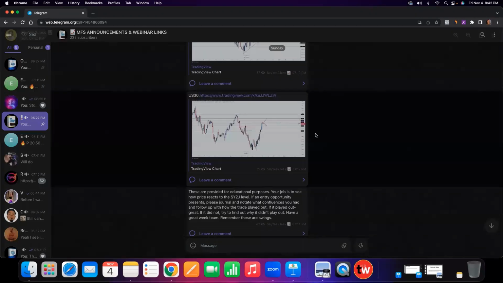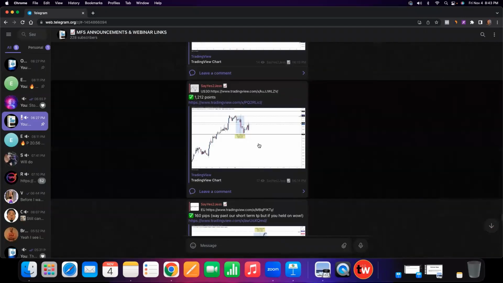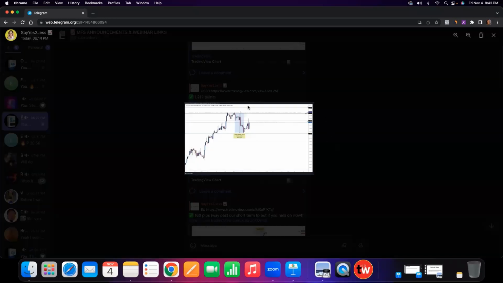US 30 was absolutely beautiful. I was looking for either for it to come back down to this structure or come to this level and then up here to our higher time frame levels. So I don't trade US 30, but it was really, really nice.